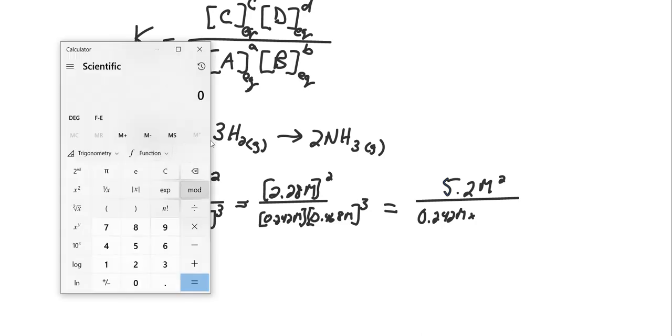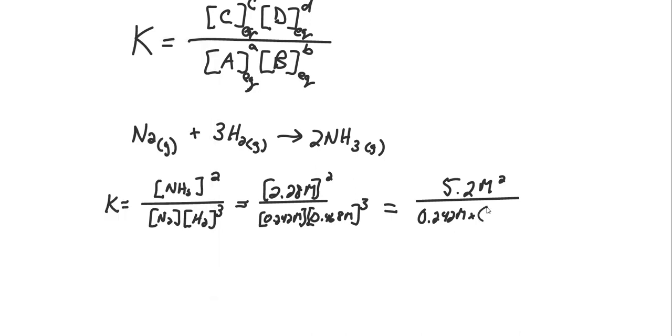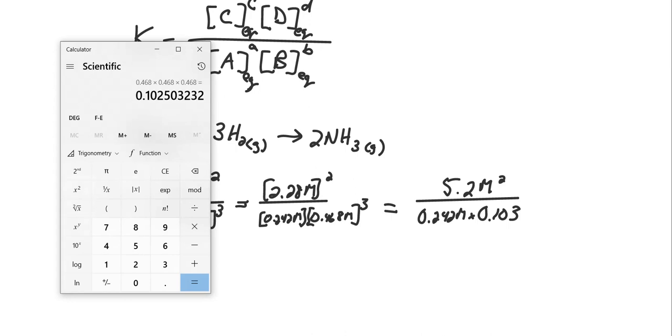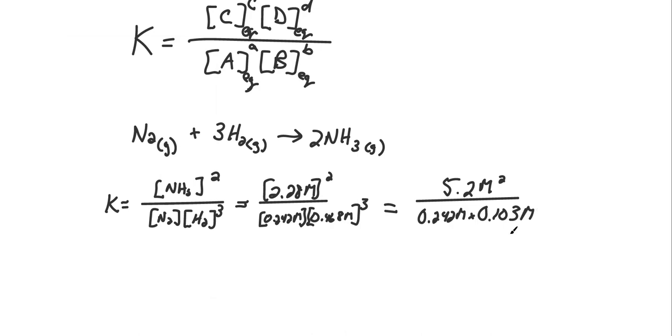So if we do clear, we go 0.468. I'm just going to multiply it out, 0.468, instead of trying to find my cube. Okay, comes to 0.103. Is that right? Double check it. Yep. Okay. And our units here are going to be molarity cubed.